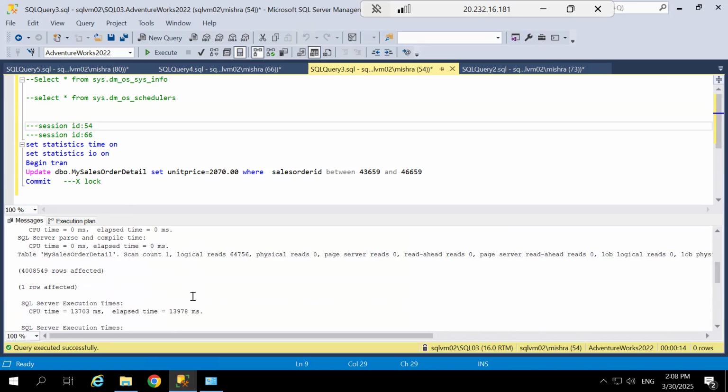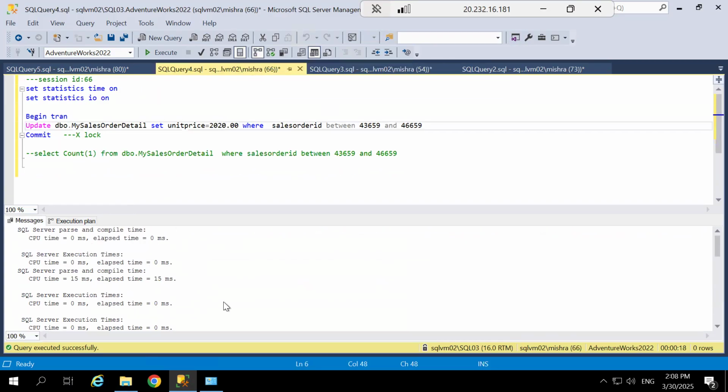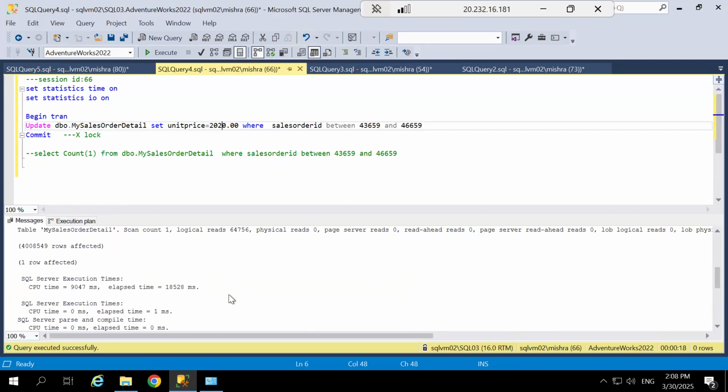So that is the first one. There is a slight difference, where there was no waiting time. Right, 703 and 978, a 275 millisecond difference. But here you will see a lot of difference. That is 9017 and it is 18, almost doubled waiting time. So that was the objective, to talk about CPU time and elapsed time.